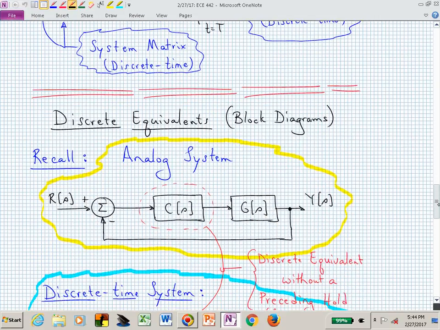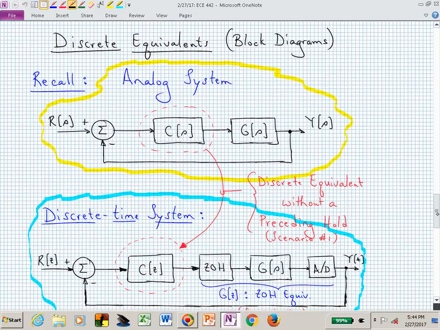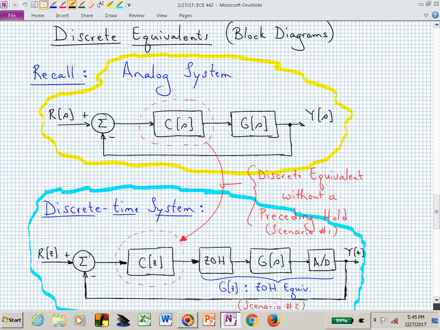Let's look at where we are again. Here's discrete equivalence with respect to block diagrams, and these are closed loop block diagrams. We've already covered scenario number 2. We were trying to find a way to describe the zero-order hold, the analog system, and the A to D converter, put all of that into a transfer function in the Z domain, and that was our G of Z.